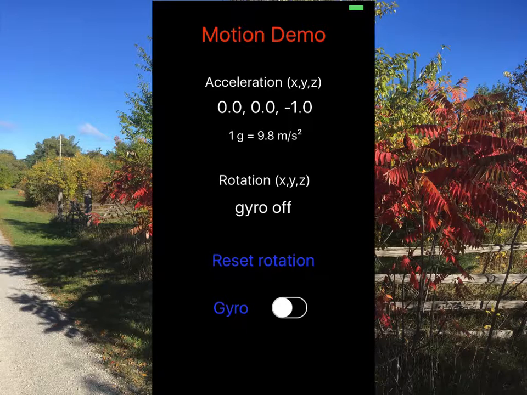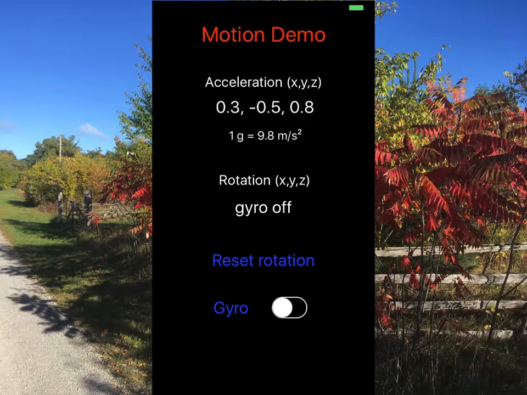What is shown in acceleration is a gravity vector. There's a negative gravity vector in the z-axis. So in other words, it's down, perpendicular to the screen. Now, if I turn the device over, z is now 1. The little comment below the numbers is 1g equals 9.8 meters per second squared. That's the actual acceleration of 1g.